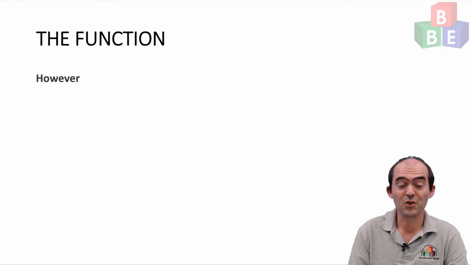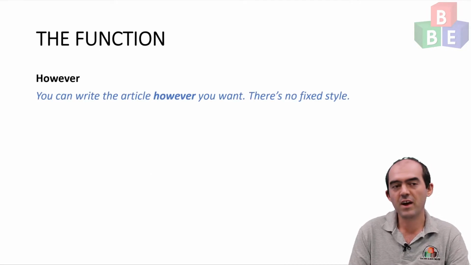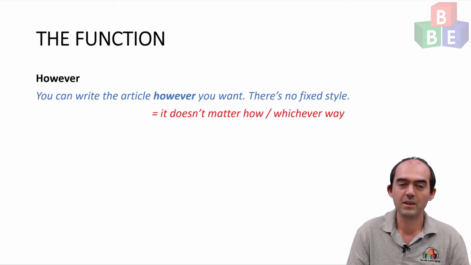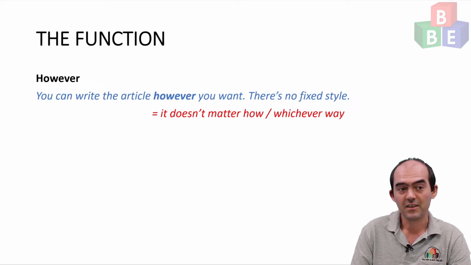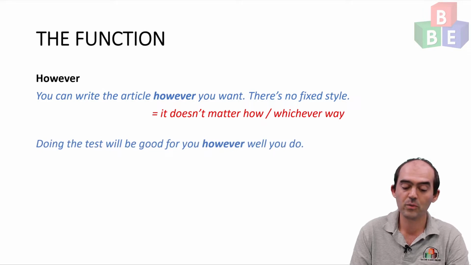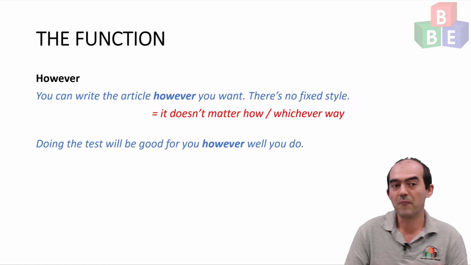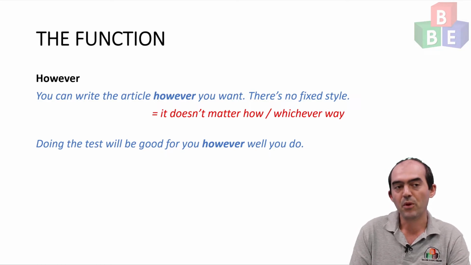All right, next we'll talk about however. You can write the article however you want. There's no fixed style. Once again, I'm using however to mean it doesn't matter how or whichever way. Here's another example. Doing the test will be good for you, however well you do. And it doesn't matter how well you do, it'll be good for you to do the test. In both of these examples, I'm using however.